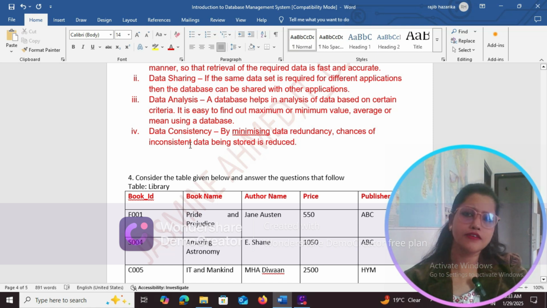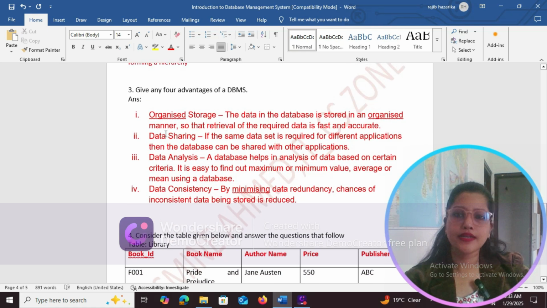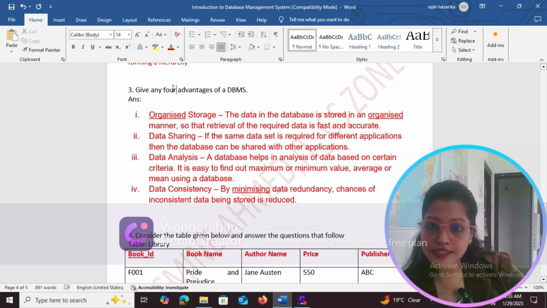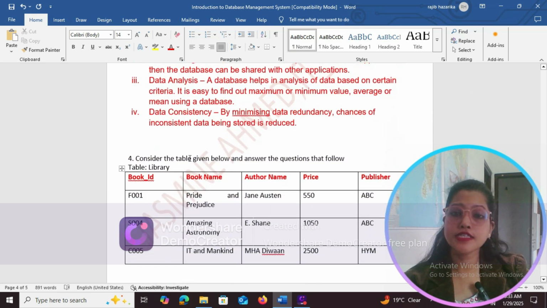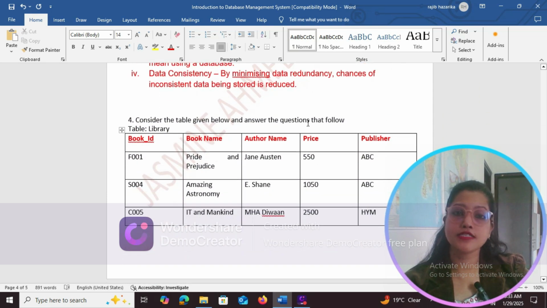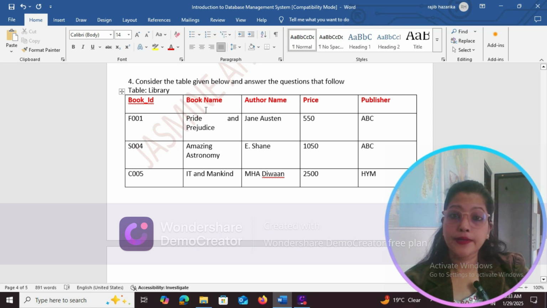Also, there are various advantages like data redundancy, data security, then privacy. There are so many, but as only four advantages are asked in this question, so only four is there. Consider the table given below and answer the questions that follow. Table. So this is a table, library table. So here there are book ID, then book name, author name, price and publisher.